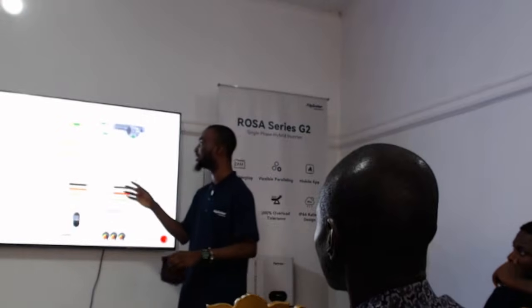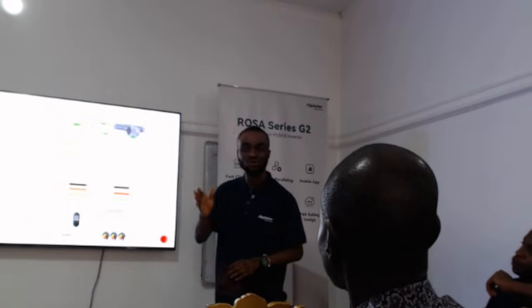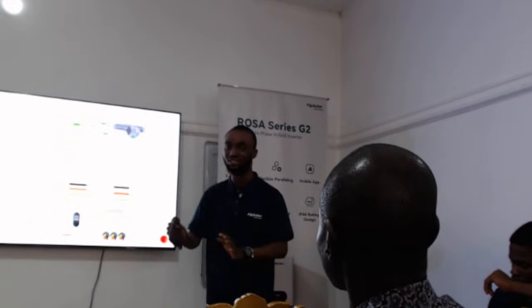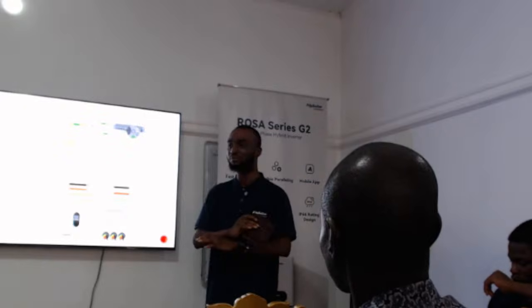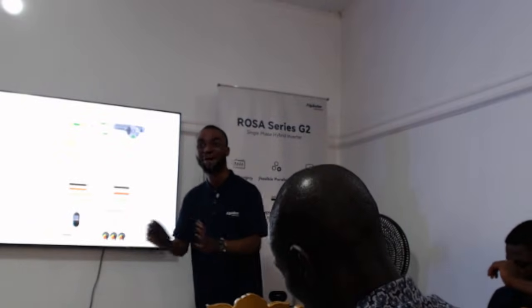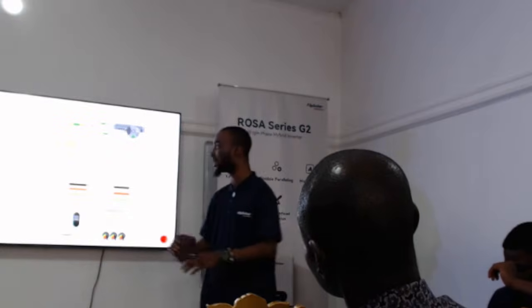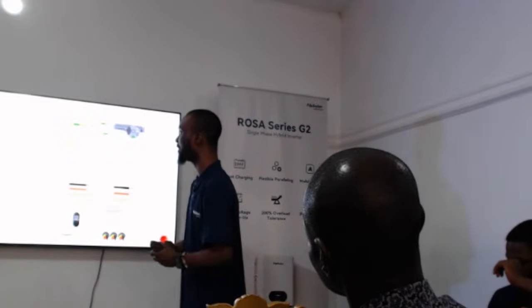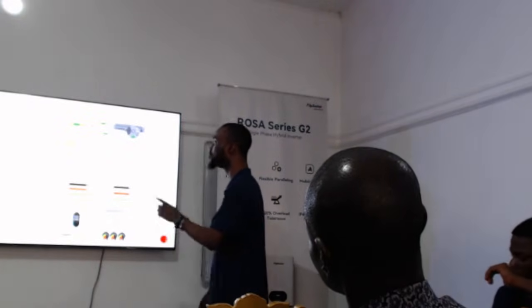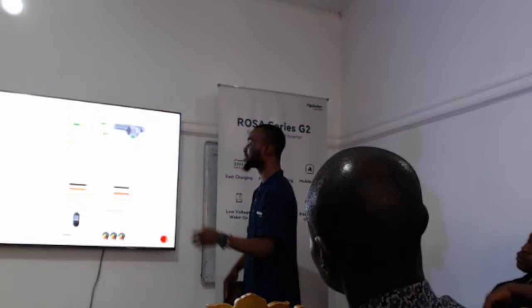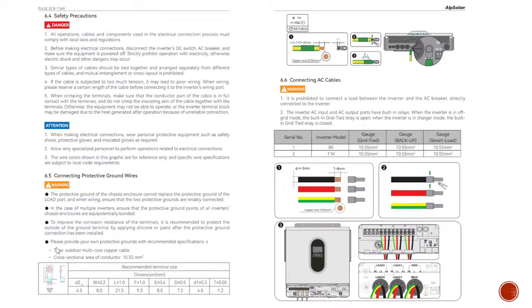So please, let's ensure that when you are dealing with cables, especially tightening of the connection, it is well tightened, to avoid loose or partial contact. It could lead to a lot of problems. It could lead to a fire outbreak because of that. So when making electrical connections, wear personal protective equipment such as safety shoes, protective gloves, and insulated gloves as required.